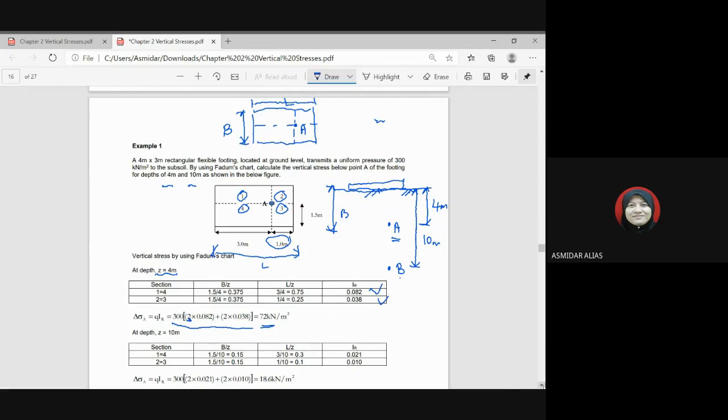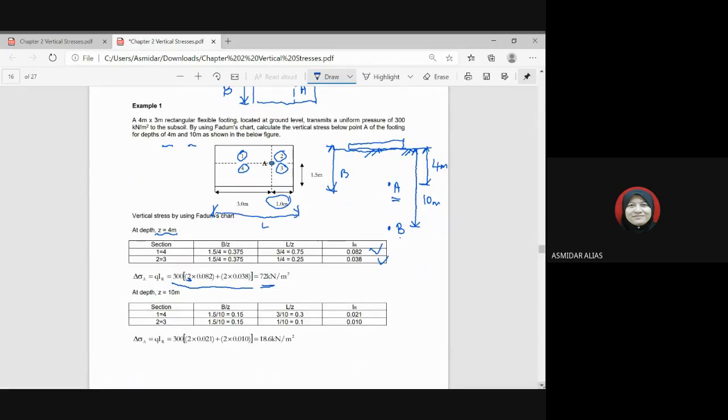So proses yang sama juga untuk memberi jawapan bila Z tu dah berubah menjadi 10 meter. Okay, yang berubah hanyalah Z. Jadi awak tukarkanlah nilai Z. So for solution dia lebih kurang sama dengan yang atas ni. Okay, now you get the vertical stress at point B bila kedalamannya jauh pada 10 meter adalah bersamaan 18.6 kN per meter square.